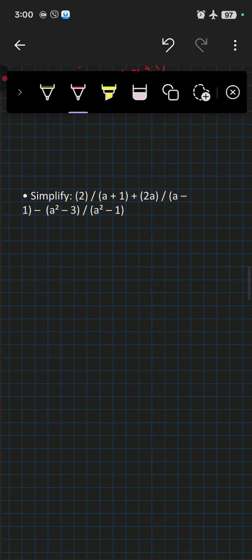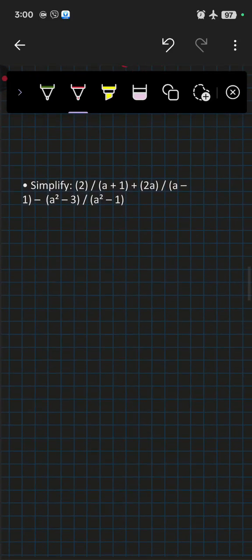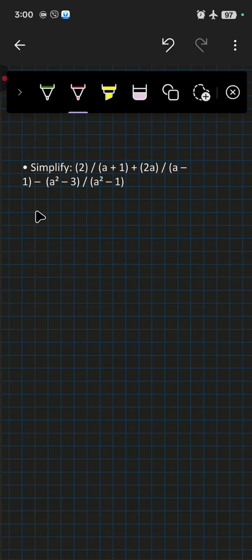Moving to the next question, what do we have? Let's see. In this question we have 2 over a plus 1, plus in the middle 2a over a minus 1, minus a square minus 3 over a square minus 1. So here we have three terms. So let us take the LCM between these two terms, a plus 1 into a minus 1. So what do we get?